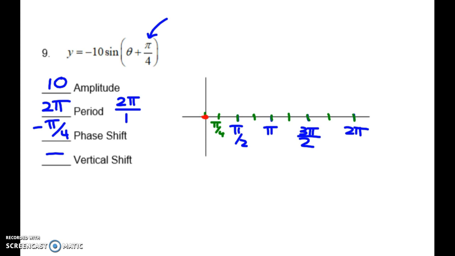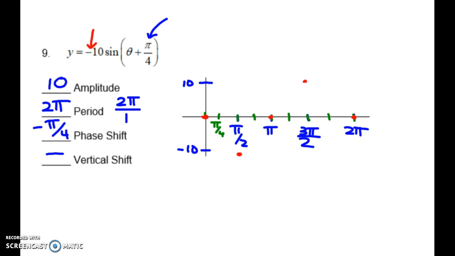But because this sine graph is negative, I need to do the opposite. So the original sine graph would be middle, and now in this case down, middle, up, and then middle. And how high up does it go? It goes up as high as 10 and as low as negative 10. Now this is the original sine graph, but it's been flipped upside down.